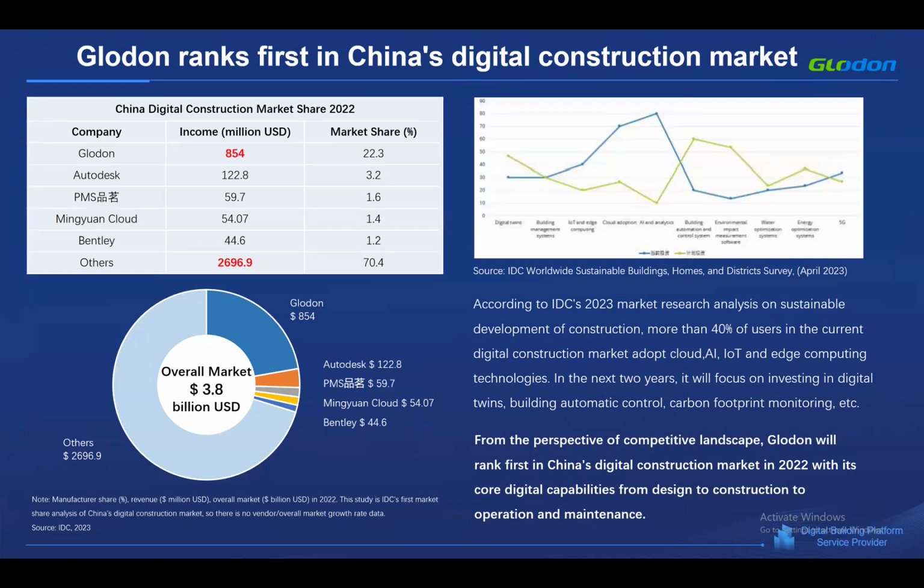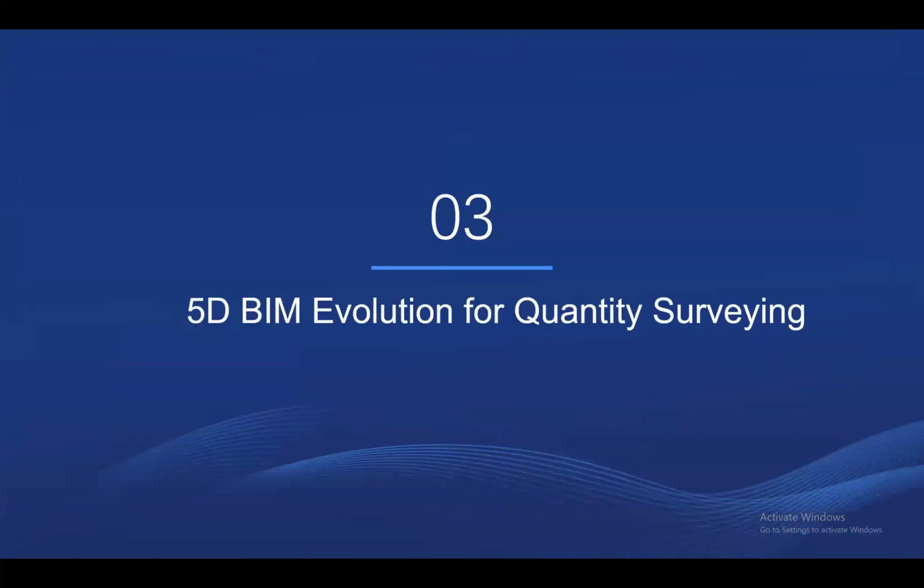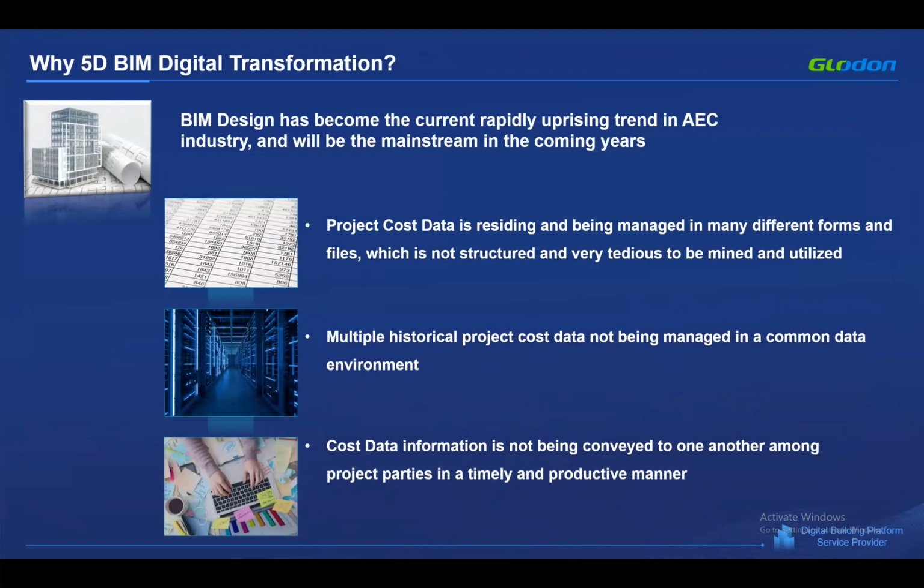Our income is $854 million in China. We have the biggest market share among the construction software providers in China. We have 22.3 market share. Autodesk, PMS, Bentley are behind us. We have overall income of 3.8 billion USD all over the world. So we are the fourth largest construction software provider in the world. Actually, we are the biggest construction software provider in the world, but according to economic forums, we are the fourth largest. And you can use this technology, and you can have common data center management.